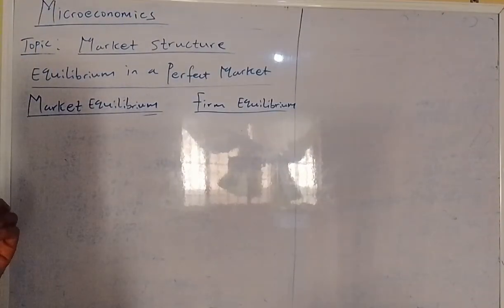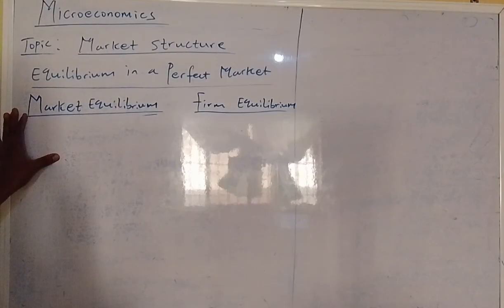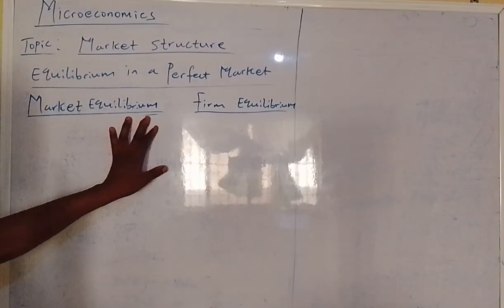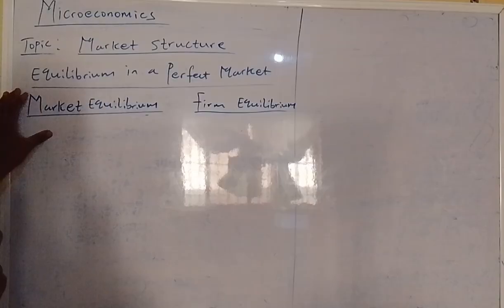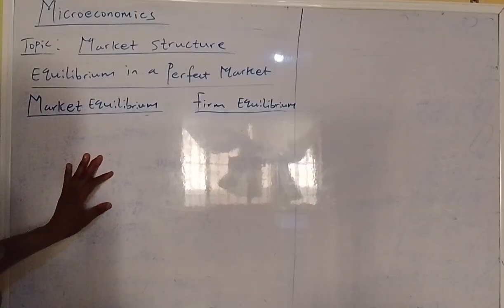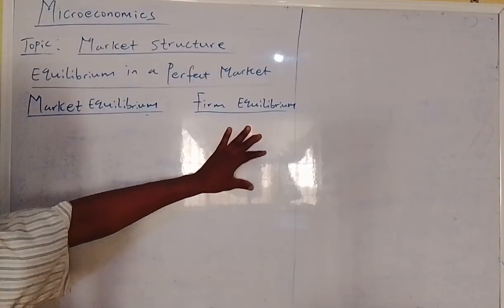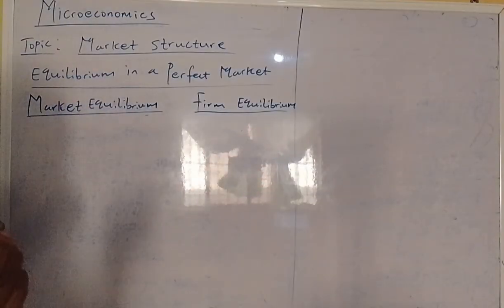So in this class, I'll be talking about equilibrium in a perfect market. So we have market equilibrium and also firm equilibrium. When we talk about a market being in equilibrium under perfect market, and also when we talk about a firm being in equilibrium in a perfect market, they are not the same thing, they are different things entirely.